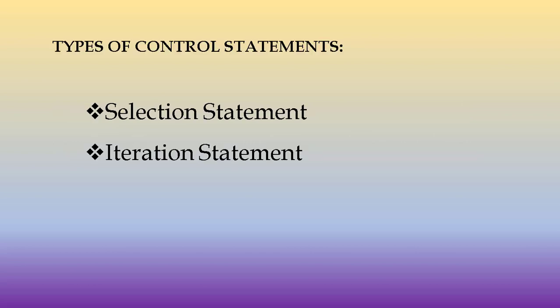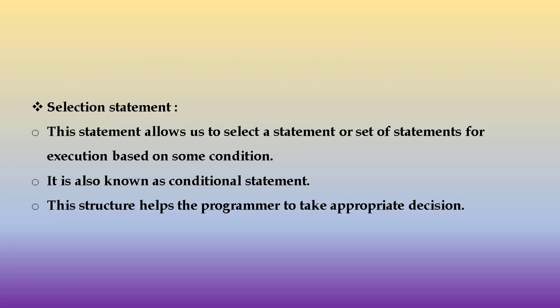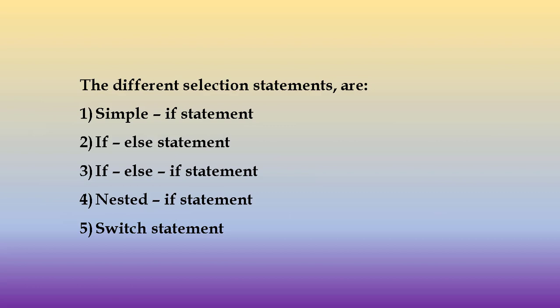There are two types of control statements: selection statement and iteration statement. The selection statement will allow us to select a statement or set of statements based on a condition. It's also known as conditional statement. This helps the programmer to take appropriate decisions. There are different types of selection statements. They are simple if, if else, nested if, and switch statement.